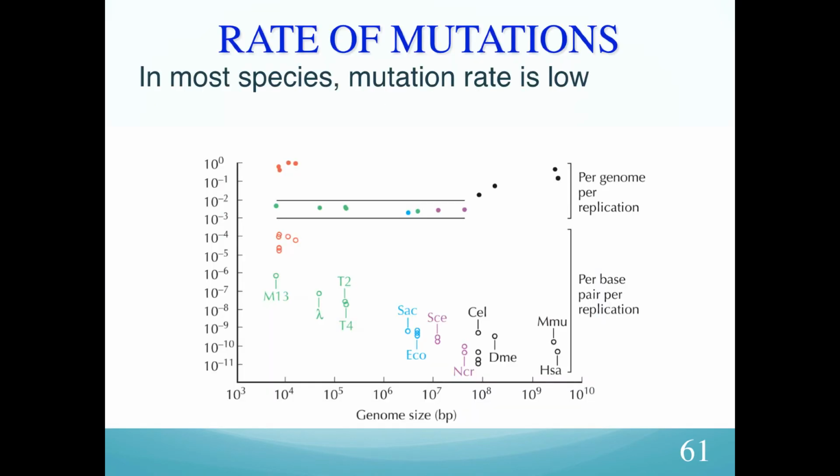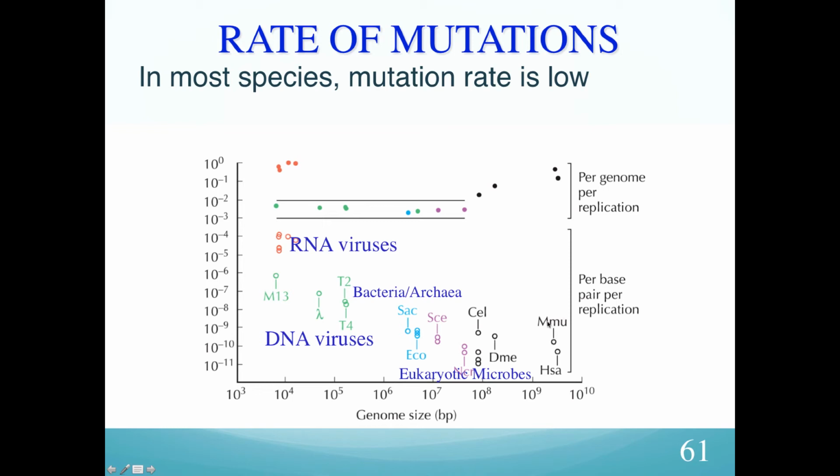So if we look at the rate of mutations, where we have genome size in base pairs on the x-axis, and we have per base pair replication on the y-axis, you see RNA viruses have very high mutation rates, then other DNA viruses have lower mutation rates. Bacteria and archaea have even lower mutation rates. Eukaryotic microbes have even lower, and then we get all the way down to humans, which have among the lowest mutation rates on a per base pair basis.